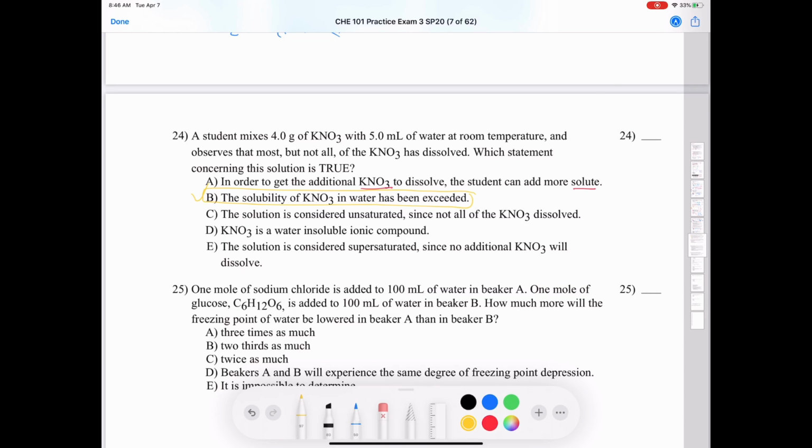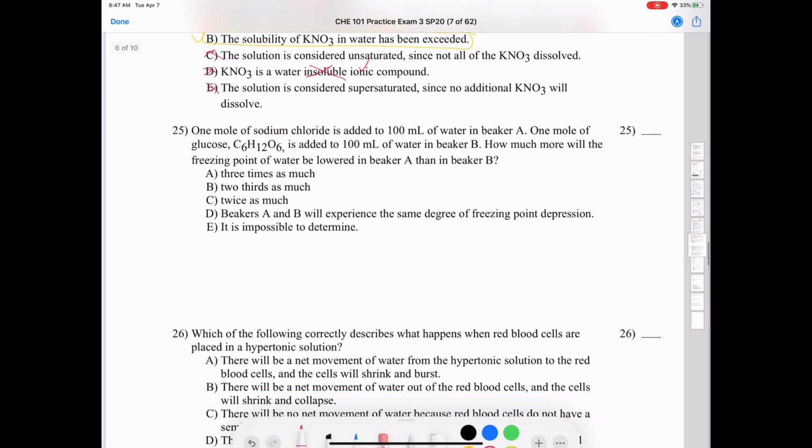If we take a look at the other choices, C, the solution is considered unsaturated. Well, that's not true. It's definitely saturated because most, but not all, of the potassium nitrate has dissolved. D, potassium nitrate is a water-insoluble ionic compound. Well, that's not true. It's an ionic compound, that's true, but it's definitely soluble. And then E, the solution is considered supersaturated. It is definitely not a supersaturated solution because that's when you heat up a saturated solution and then you cool it down slowly. So that doesn't apply in this case.